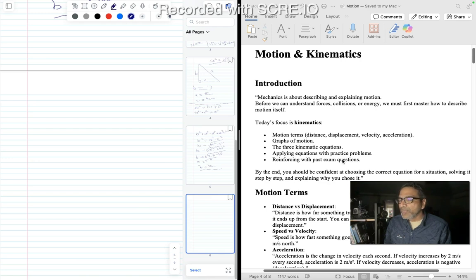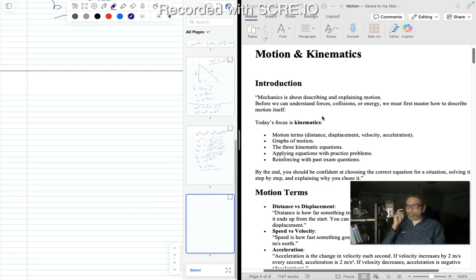All right. By the end of this, I believe you should be confident enough in choosing the correct equations for a situation, solving step by step, and explaining why you chose it. The important thing is being confident about choosing the correct equations. If you can do that correctly, 80% of the work has been done. The rest of it is just the calculations. That's the main thing I have to emphasize.